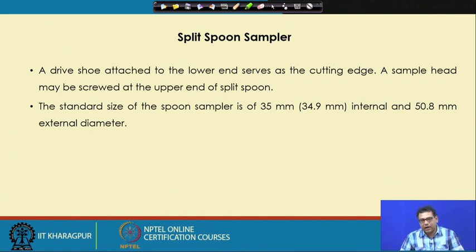So, as I mentioned, there is a cutting edge which is attached to the sampler, and the sampler head may be screwed at the upper end of the split spoon. This is the standard split spoon sampler, whose diameter is 35 millimeter internal and 50.8 millimeter external. So, this is important: we have a 35 millimeter internal diameter, and 50.8 millimeter is the external diameter of the split spoon sampler.